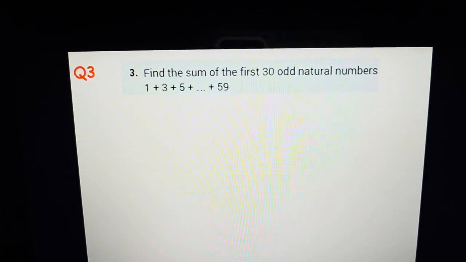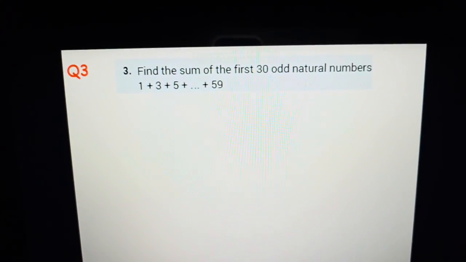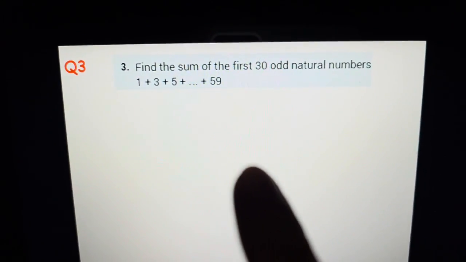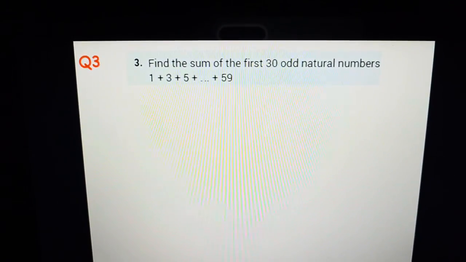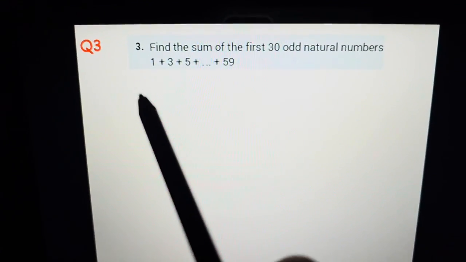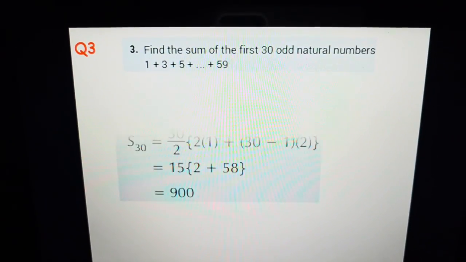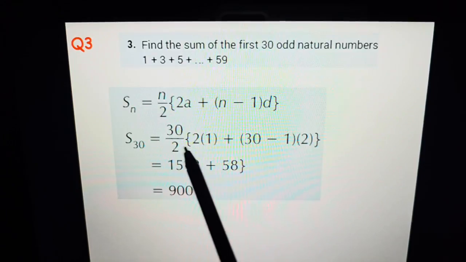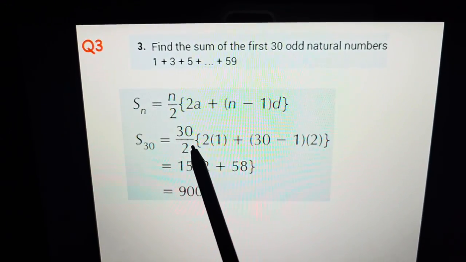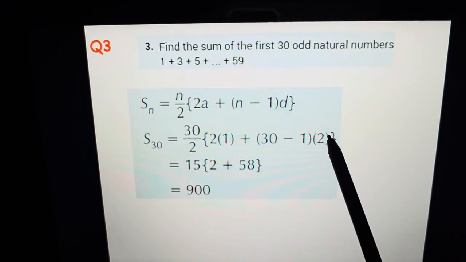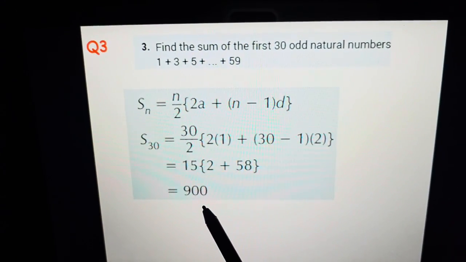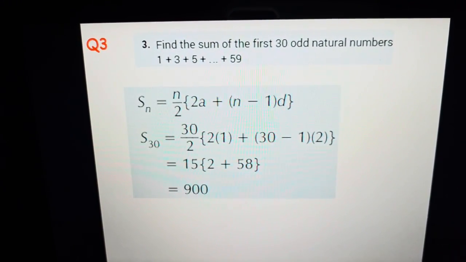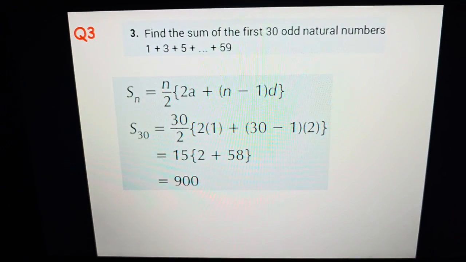Question 3. Find the sum of the first 30 odd natural numbers. Okay, so again, the sum of the first 30. A is your first term, which is 1. The common difference is 2 every time. Put down your S of n formula. Sum of the first 30, so n is 30. A is 1. Common difference was 2. You'll get out 900. So the sum of the first 30 odd natural numbers is 900.